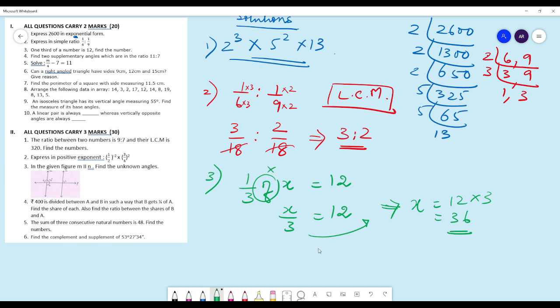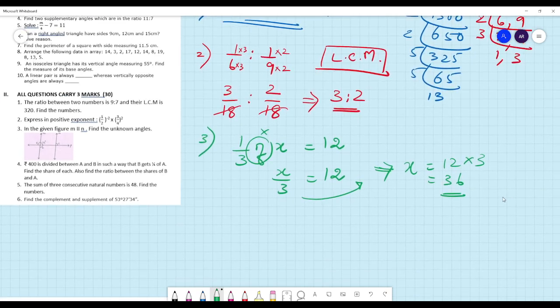So that is one of the basic fundamentals of linear equations. If it is divided on this side, it will become multiplied when it's moved to this side. If it is multiplied on this side, when it moves to the other side, it will become divided. If it is plus on this side, it becomes minus on the other side. If it is minus on this side, it becomes plus on the other side.